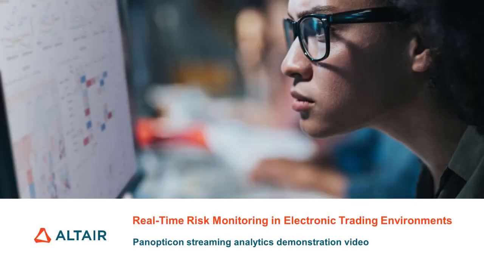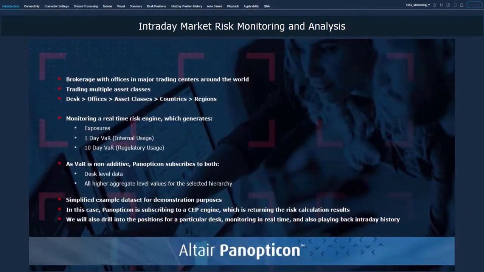The example we'll be looking at shows a brokerage with international presence trading in several asset classes, and we'll be able to see exposures and value at risk across all levels of the business. The scenario assumes that value at risk numbers are pre-calculated externally from Panopticon, at each level, since the non-additive nature of VAR prevents aggregation of lower-level VAR values outside of the VAR calculation engine.